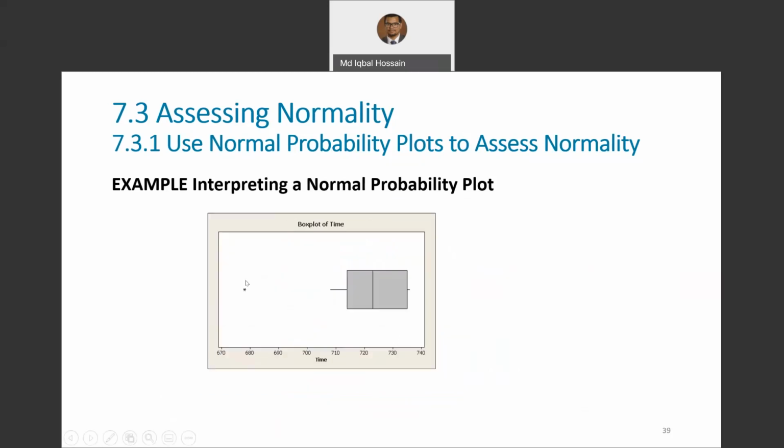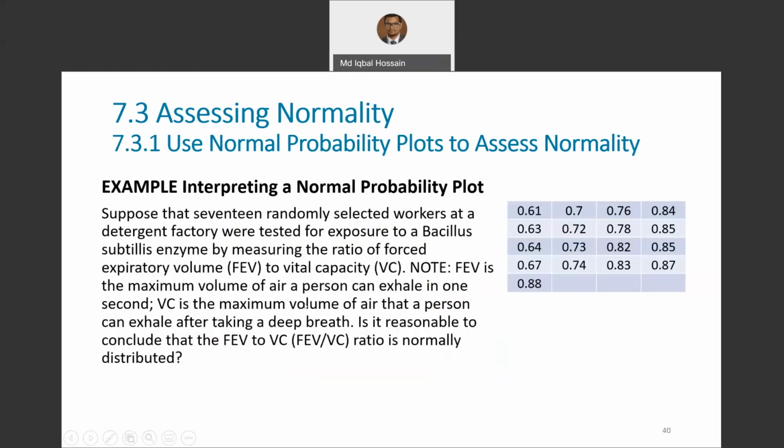You can see we have a box plot. We also can take a decision from the box plot. As you can see, this is a skewed data set, because we have a large portion of data on the left side, as well as the outlier on the left side. So this data is skewed left. That's why this is not normally distributed data. So we can easily assume from there.